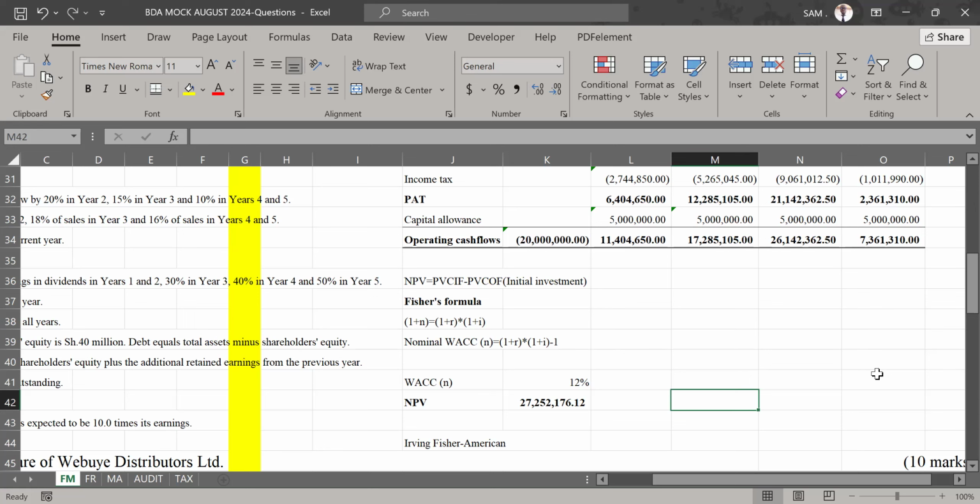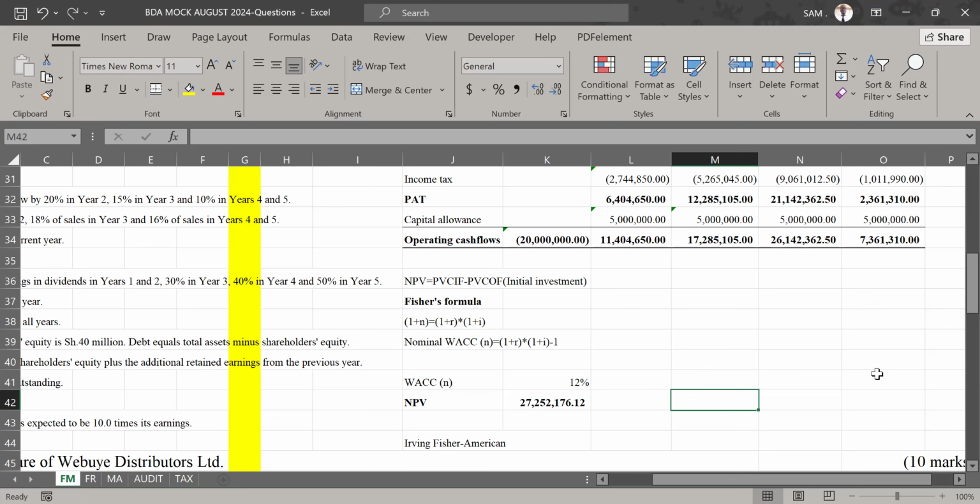Are you getting the same NPV as the one I'm showing on the screen? Yes, 27 million, 252,176, same as Haman. Then that's okay. Then we are getting the same things.